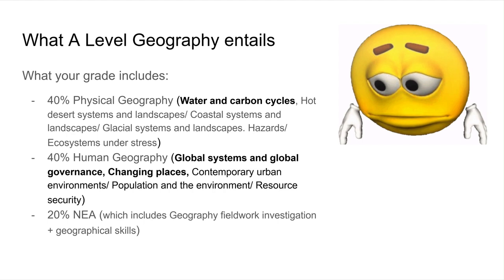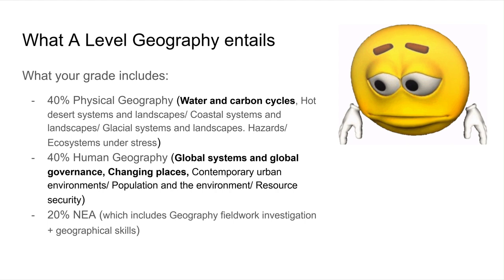Okay. So what A-level geography entails, and this is specifically about AQA because this is what I've done. 40% of your grade is physical geography, where it is mandatory that you do water and carbon cycles, and then, sadly you won't be able to choose this, your school will choose it for you, either hot desert systems and landscapes, or coastal systems and landscapes, or glacial systems and landscapes. So one of the three is chosen.